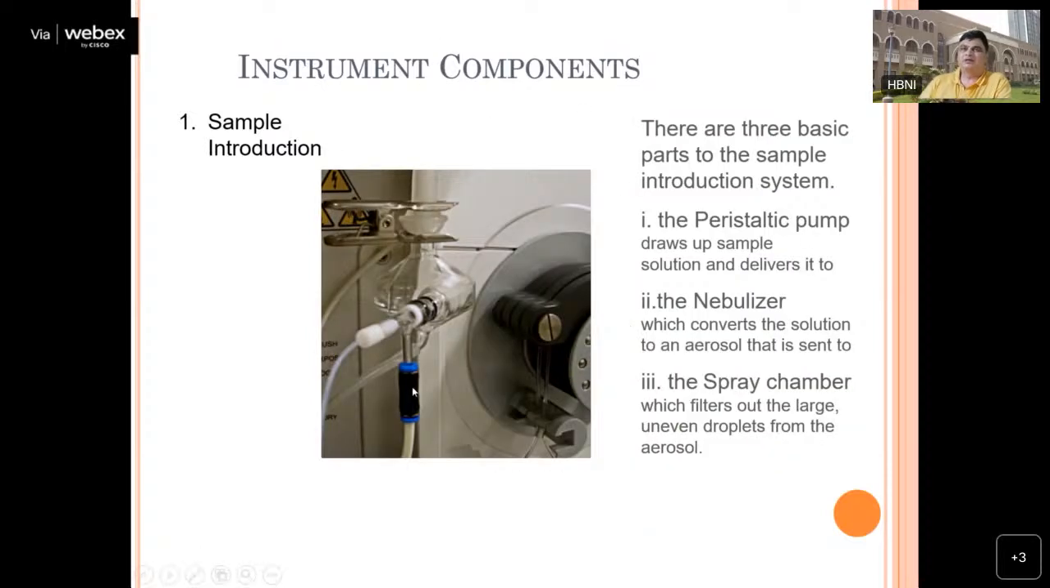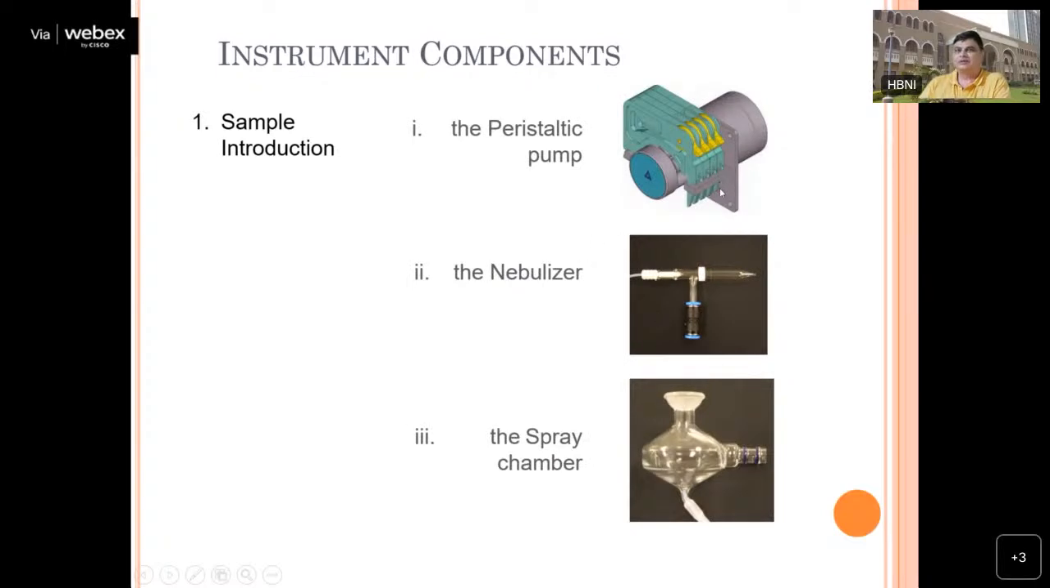Okay, so now we'll go one by one. You will see how these peristaltic pumps, nebulizers, and the spray chamber look. The peristaltic pump is what you use to put the liquid into the nebulizer in a controlled manner, and the nebulizer is the process by which you break the liquid into aerosols. This is the spray chamber, from where the aerosols coming out of the liquid will go into the plasma, and whatever major large droplets are there will be drained back into the drain system.